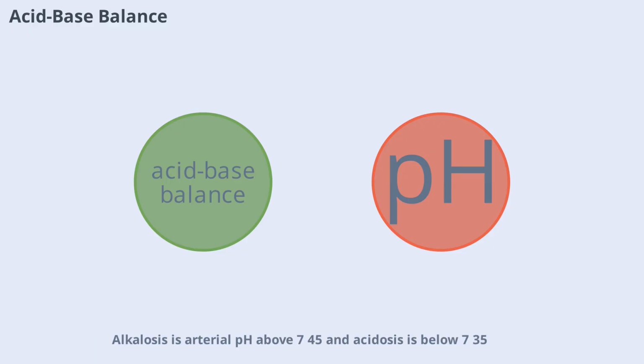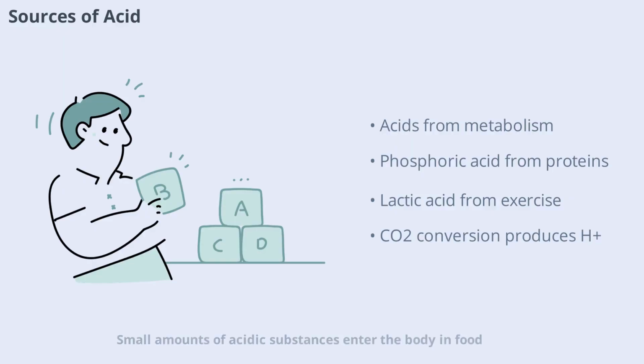Alkalosis is arterial pH above 7.45 and acidosis is below 7.35. Maintaining acid-base balance is essential for health and cellular function. Small amounts of acidic substances enter the body in food, but most hydrogen ions are produced as byproducts of metabolism.